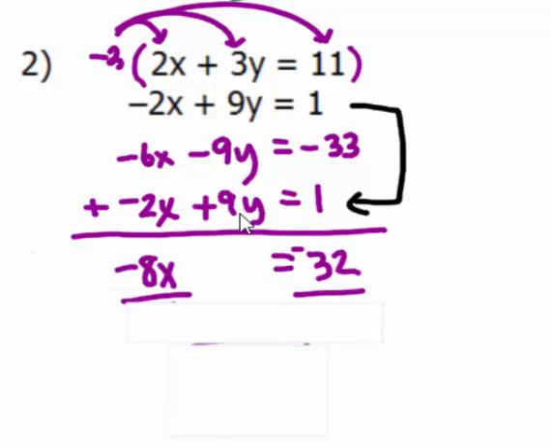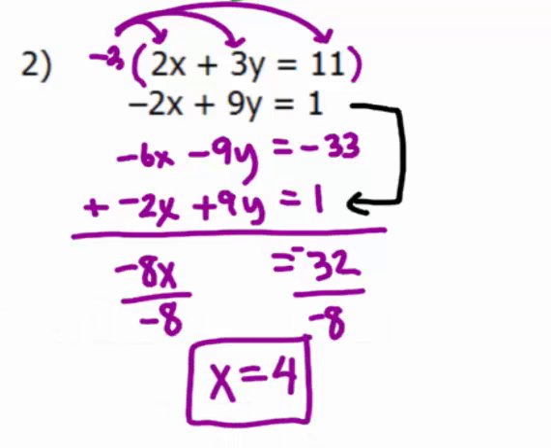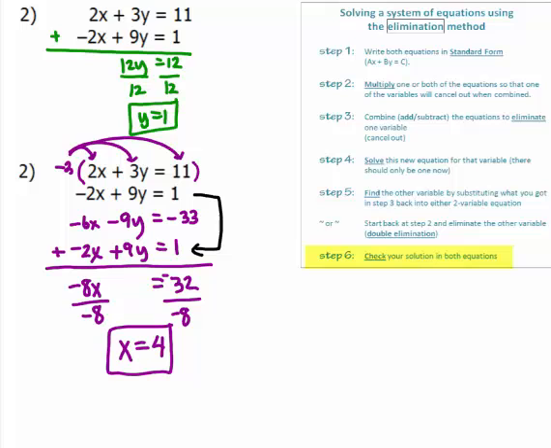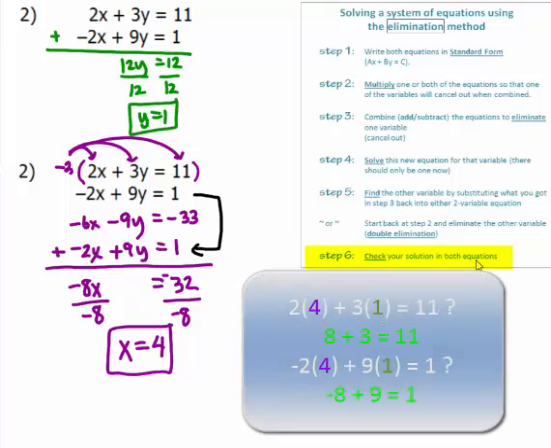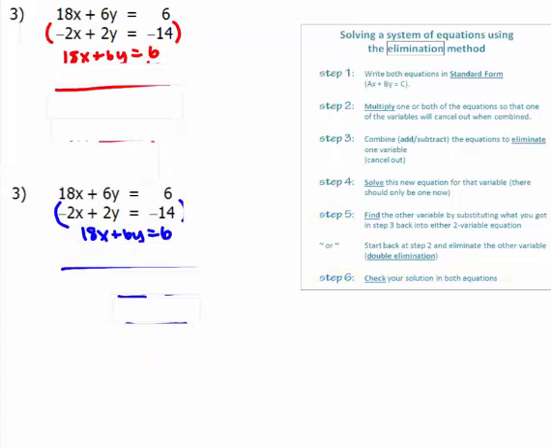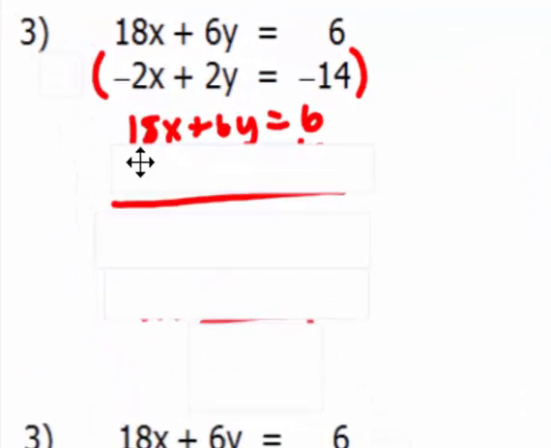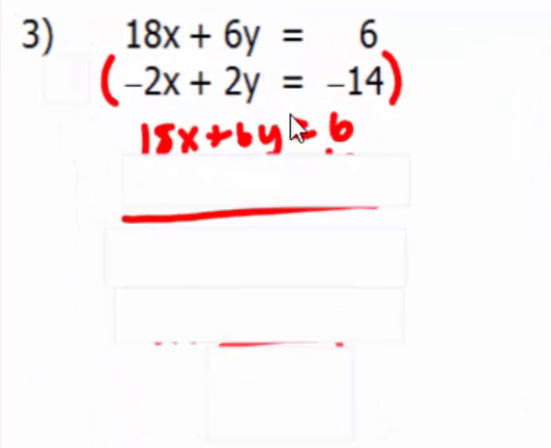Of course, you're verifying that you do get a 0 here. And then we're going to divide both sides by negative 8. And we find that x is positive 4. Again, you can go back and check your solution in both equations, plugging in 4 for x and 1 for y. Okay, so hopefully you're feeling really good about this. So let's try again. On the next one, I'm going to be multiplying my second equation only.